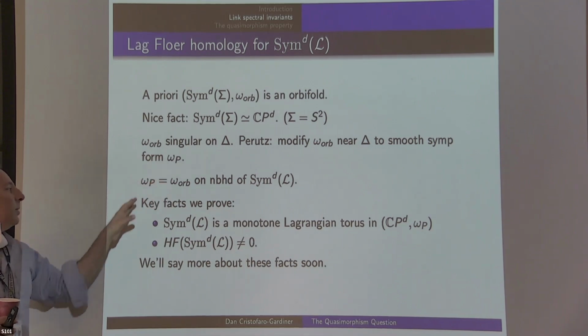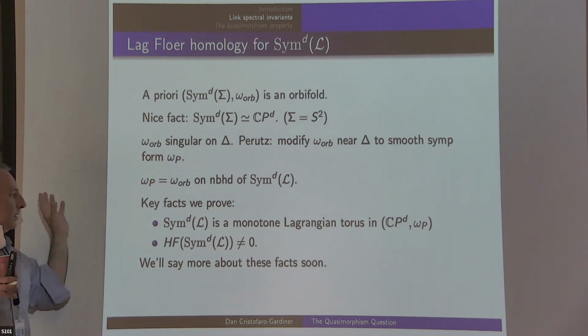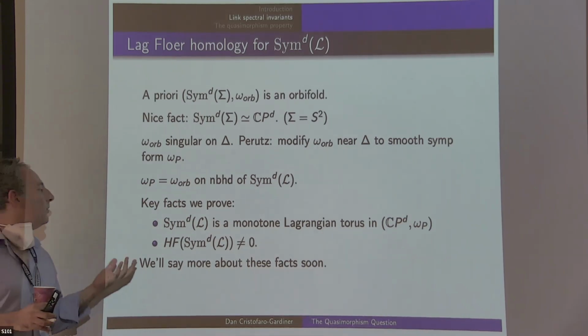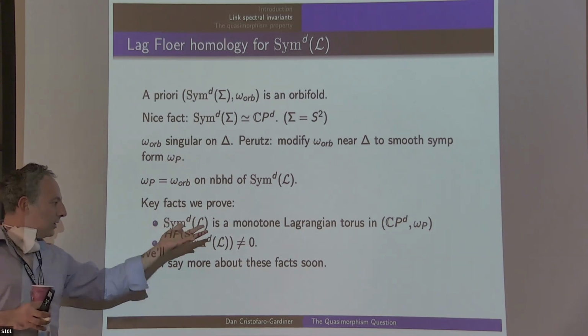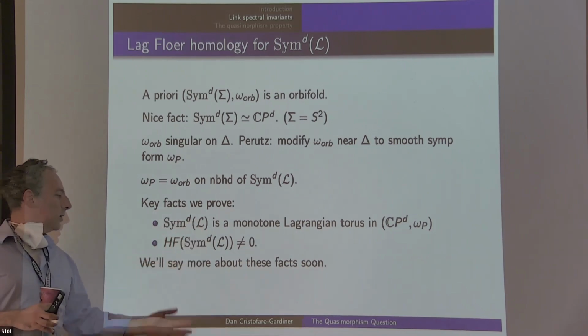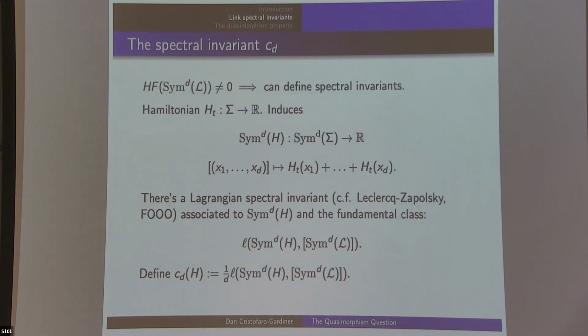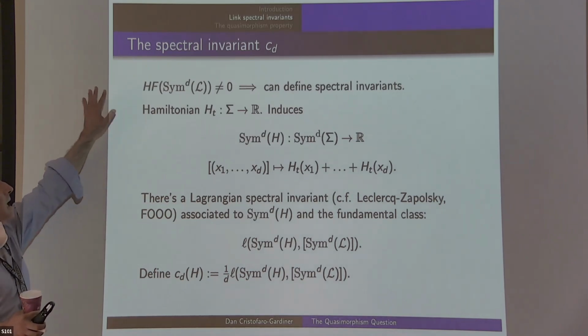So at this point, we depart a fair amount from what was done in the previous works. What we prove is that this particular Lagrangian is actually monotone, and it has non-vanishing Floer homology. I'll explain more about why that's true. Now this gets at Rohil's question about how the spectral invariant works. The Floer homology is non-vanishing.